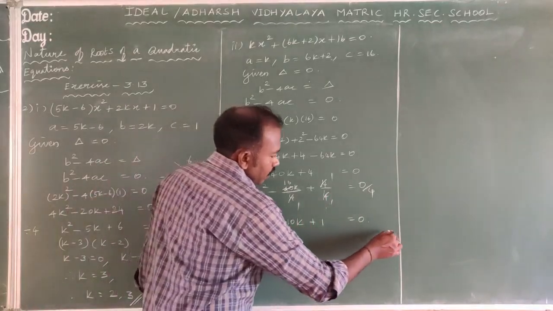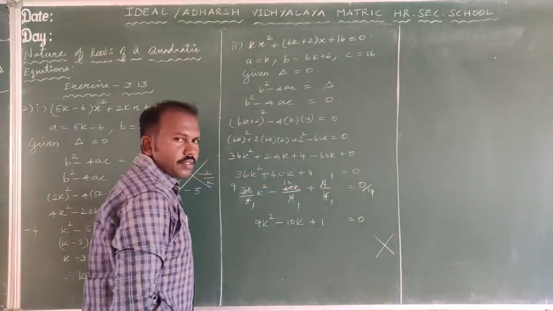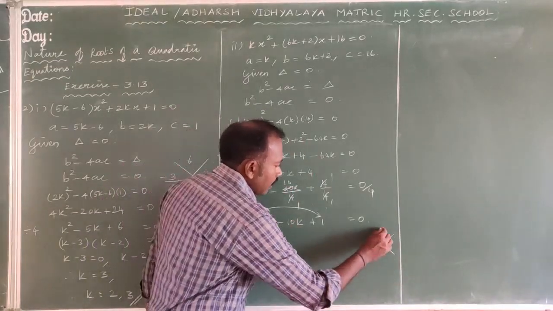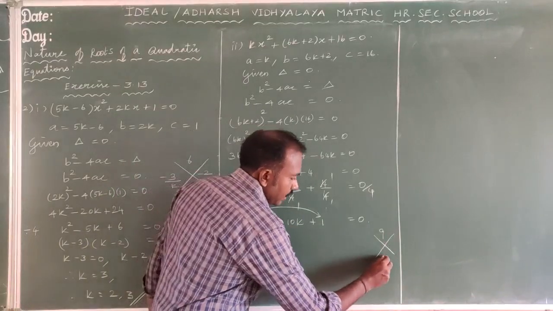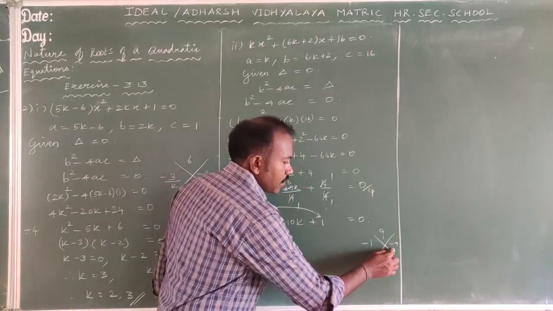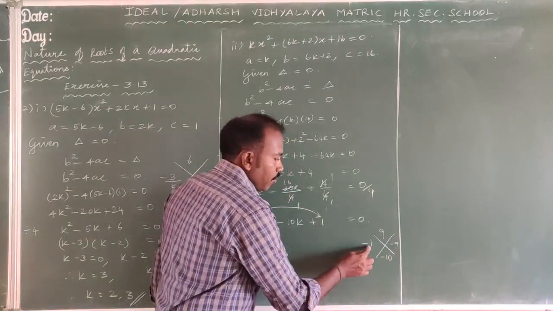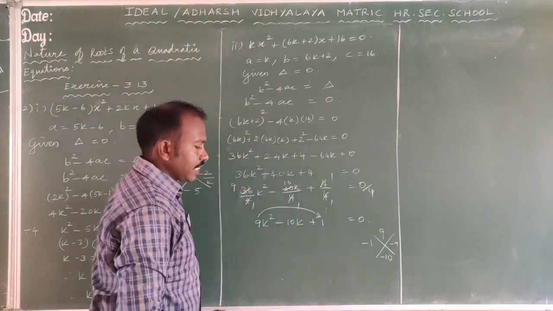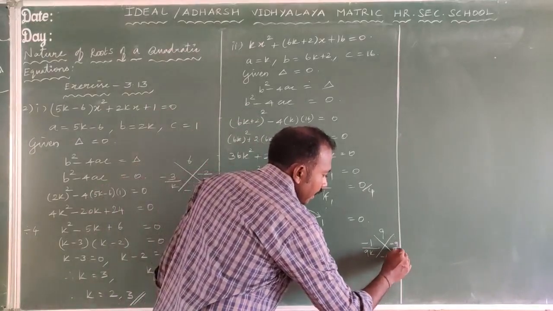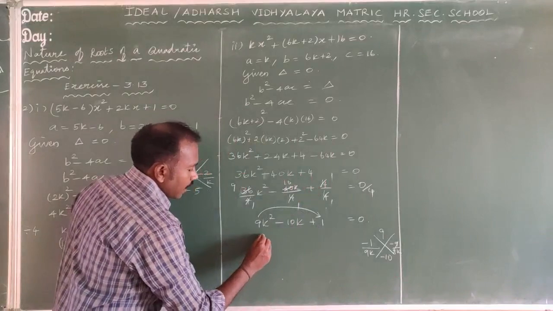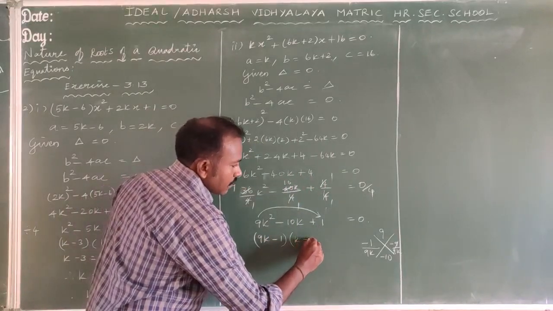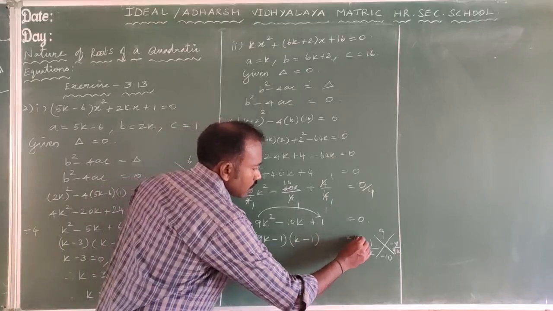Here using the factorization, the product of two factors is 9, and the sum is minus 10. So minus 1 into minus 9: minus into minus is plus, 1 into 9 is 9, minus 1 minus 9 we get minus 10. Divided by 9k, also divided by 9k, 9 9 cancel. Then 9k minus 1 into k minus 1 is equal to 0.